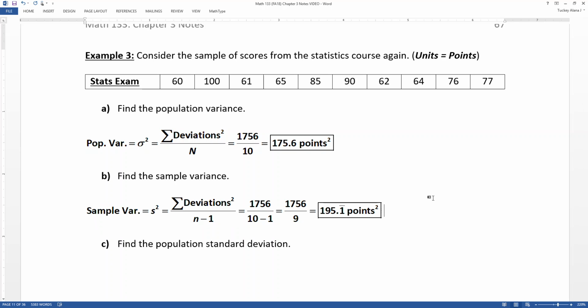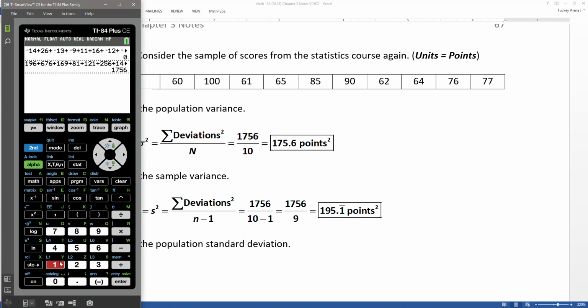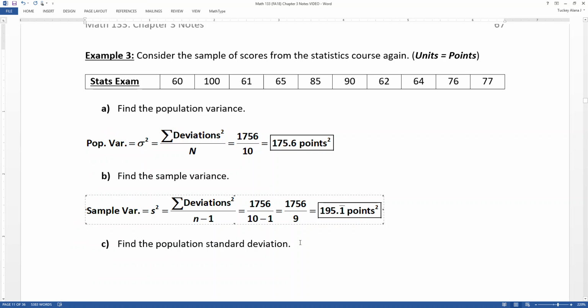Now the sample variance is divided by n minus 1. So instead of dividing the 1756 by 10, we divide it by 10 take away 1, which would be 9. And again, that's just to compensate for the fact that this is a sample, not a population, so we don't know as much about it. That means that we are dividing by 9, which gives us 195.11111 repeating points squared. And if you don't believe me, let me take 1756 and divide it by 9. Lo and behold, I'm correct. All right, those are the variance values.